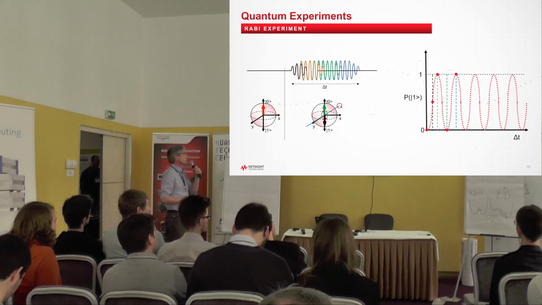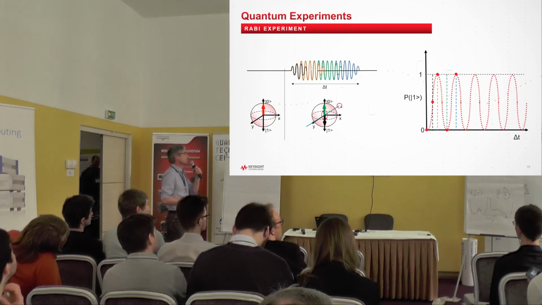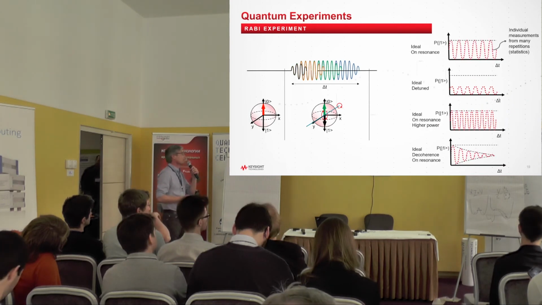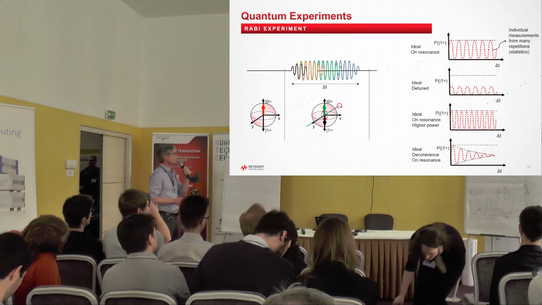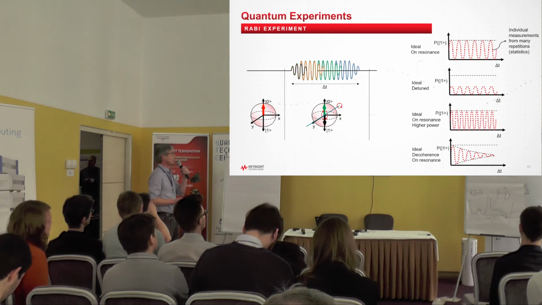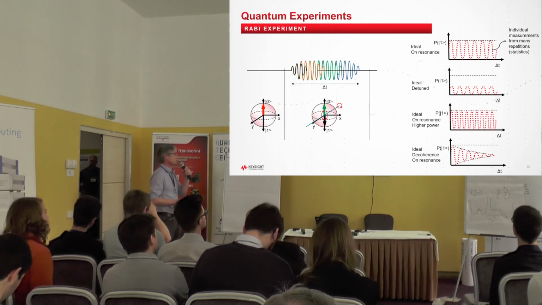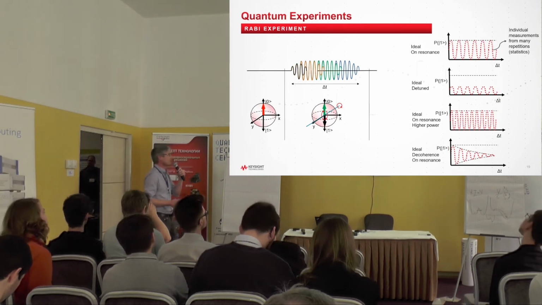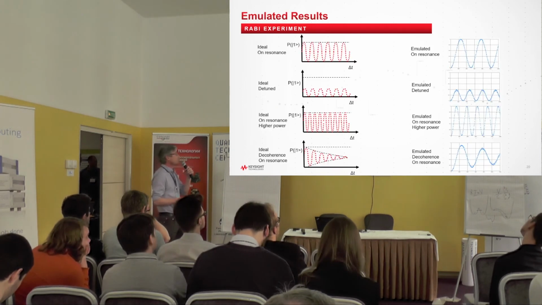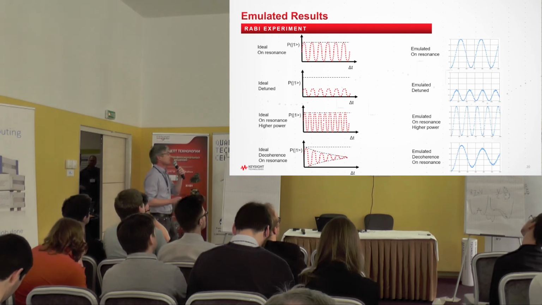Of course, each point is a large number of repetitions of the same experiment. So with the emulator, you can really see this kind of oscillations. And you can even detune a little bit from the resonant frequency, and you will see some kind of decay of your amplitude. And if you turn decoherence on in your emulator, you will see behavior like this.